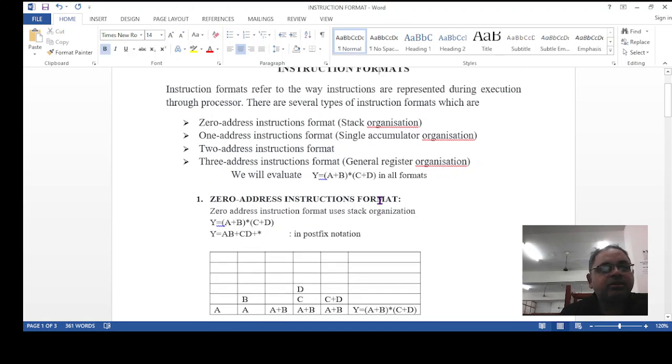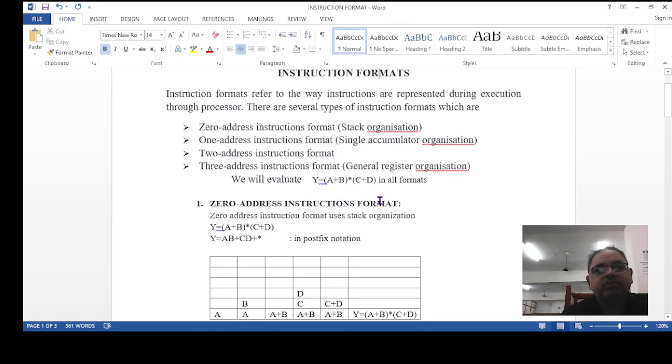Okay. This is the instruction format. In the previous video, we have seen the stack organization of instruction, that's the zero address instruction format. Now in this video, I'm explaining the one address instruction format, which is also known as the single accumulator organization. In it, we will use a special register, which is called the accumulator.